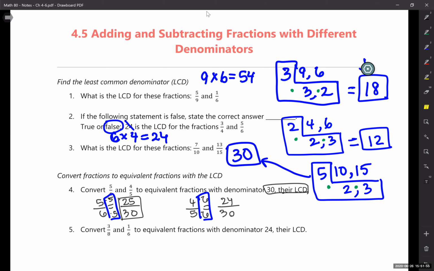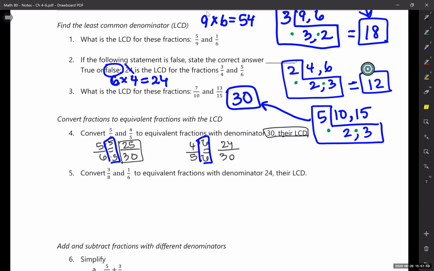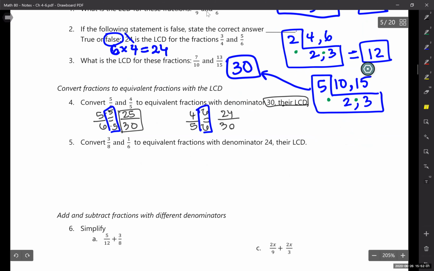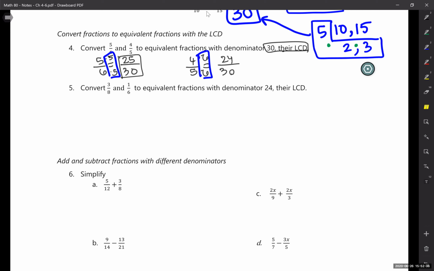Okay, next one, last one with the LCD. And in fact, when we get to number 6, we don't even need the LCD to do these problems, but I like to practice the LCD because that's the way you're familiar with, and you might not like my new way, and you might want to just do it the way you know. All right, so we know the LCD is 24. So 3/8 equals how many 24ths? And 1/6 equals how many 24ths?